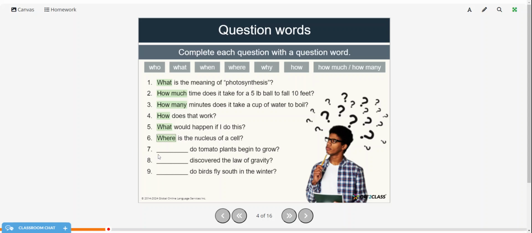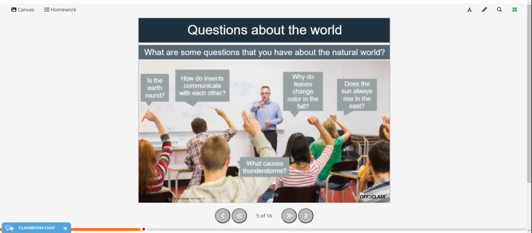Where is the nucleus of a cell? When do tomato plants begin to grow? Who discovered the law of gravity? And why do birds fly south in the winter? So what are some questions that you have about the natural world? And these are some examples. Is the earth round? How do insects communicate with each other? What causes thunderstorms? Why do leaves change color in the fall? And does the sun always rise in the east?